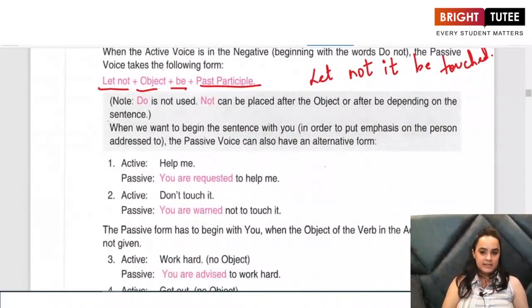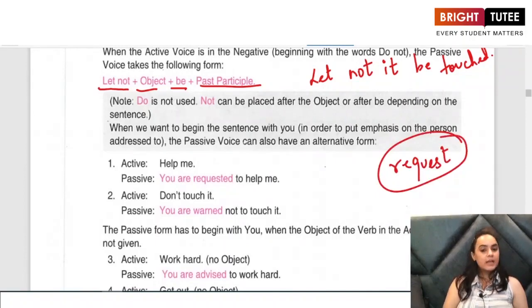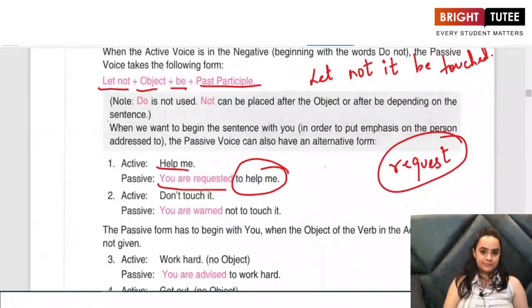If supposingly your sentence is making a request, there is another form of changing that imperative sentence to passive. Help me. You are requested to help me. Come here. You are requested to come here. Sit down. You are requested to sit down. Keep quiet. You are requested to keep quiet.